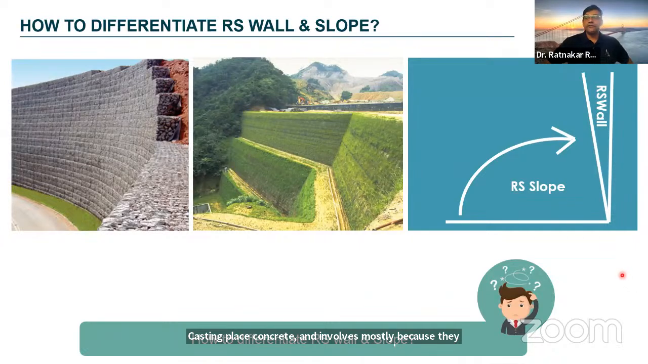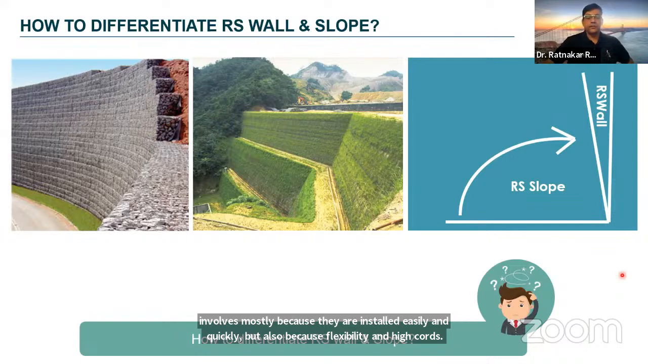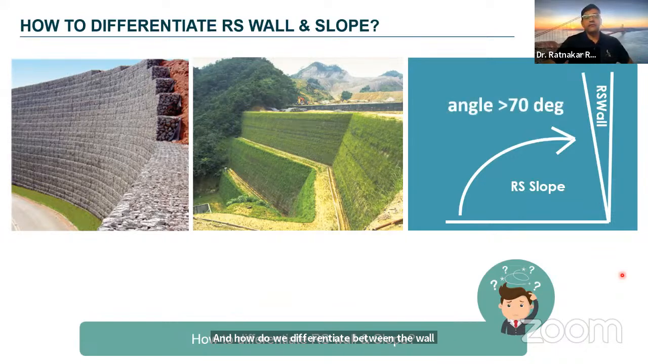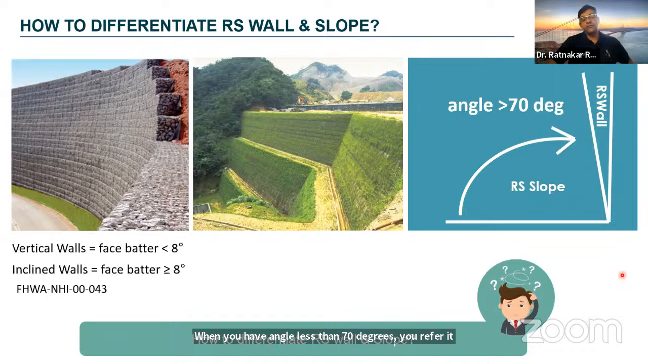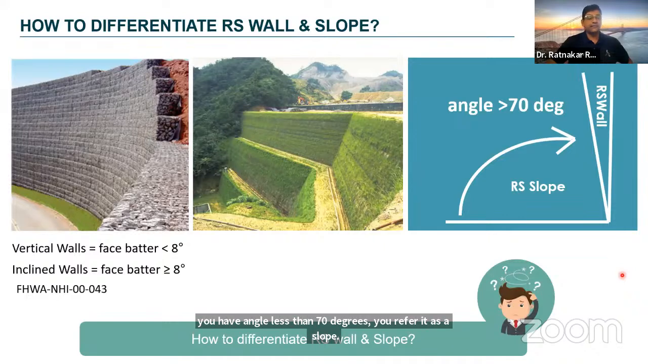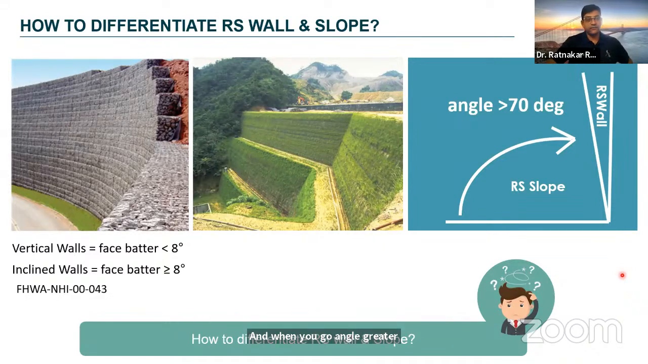And how do we differentiate between a wall and a slope? Basically, when you have an angle less than 70 degrees, you refer to it as a slope. And when you have an angle greater than 70 degrees up to 90 degrees, you refer to it as a wall.